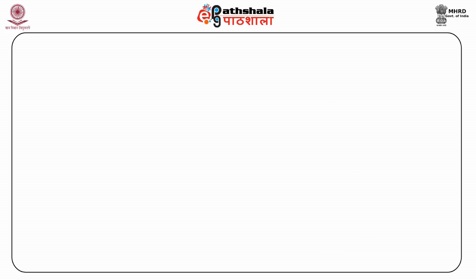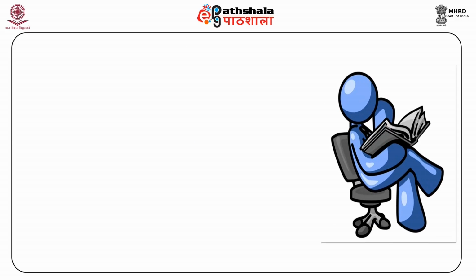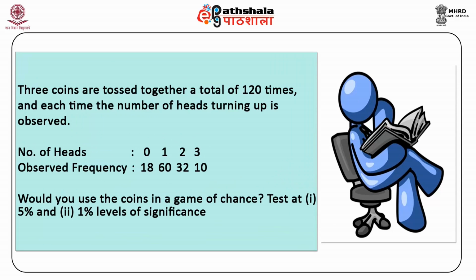If the number of restrictions is j, then nu is equal to k minus j. Explaining it with the help of an example: three coins are tossed together a total of 120 times, and each time the number of heads turning up is observed. So the number of heads will be from 0 to 3, that is 0, 1, 2 and 3, and the observed frequencies are 18, 60, 32 and 10. Would you use the coins in a game of chance? Test at 5% and at 1% levels of significance.